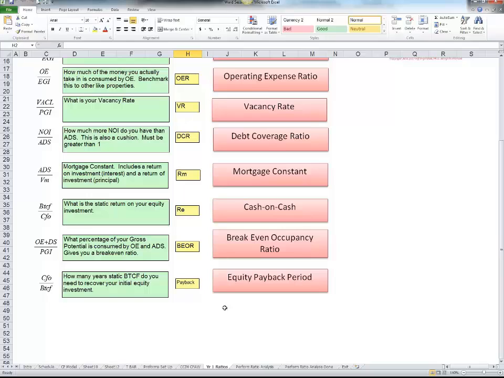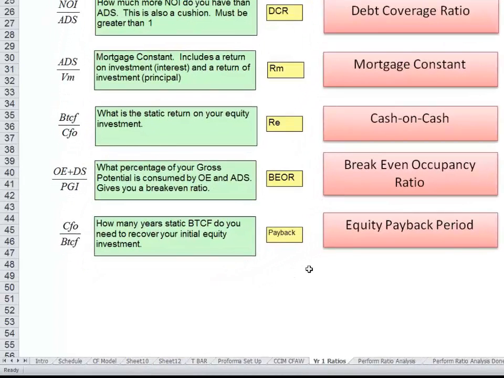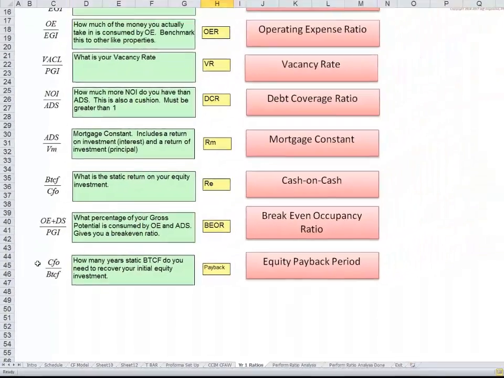So anyway, we already talked about break-even occupancy ratio. Let's talk just a little bit about payback period. Payback period: how many times do you have to get your cash flow to pay back your initial investment? Now take a look. Cash on cash is something that people calculate all the time. Well, that is cash flow divided by initial investment. Turn that around, make it a reciprocal, and you end up with a payback period.